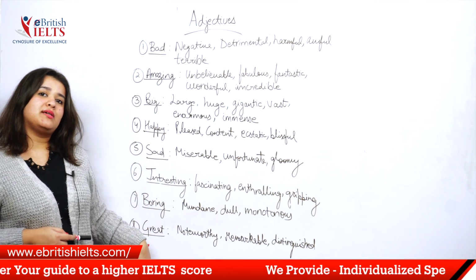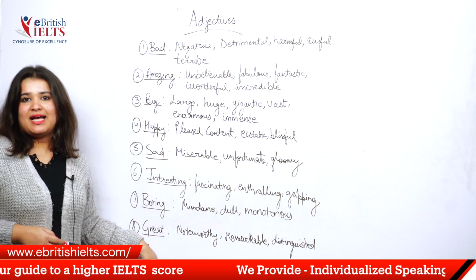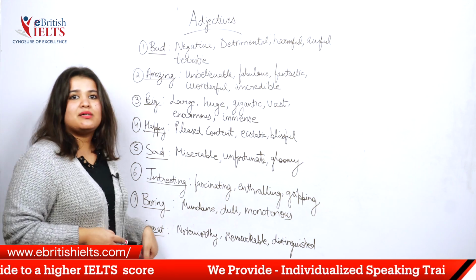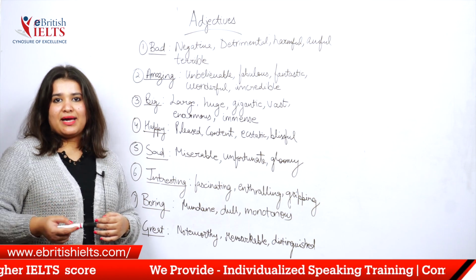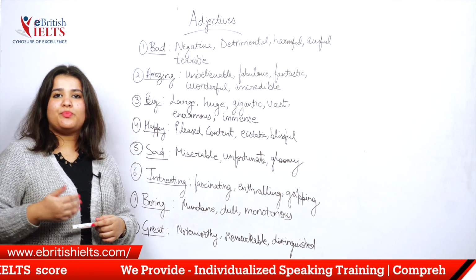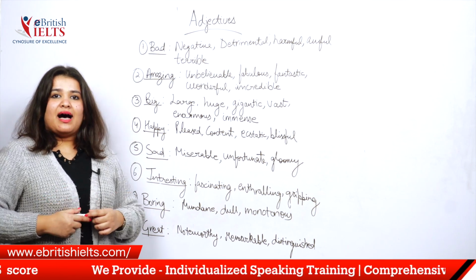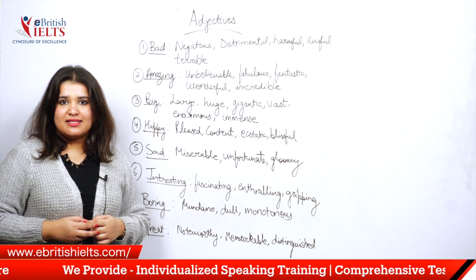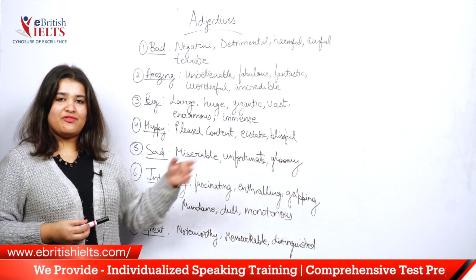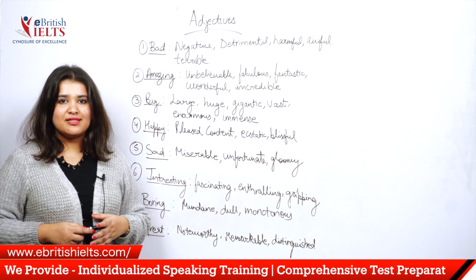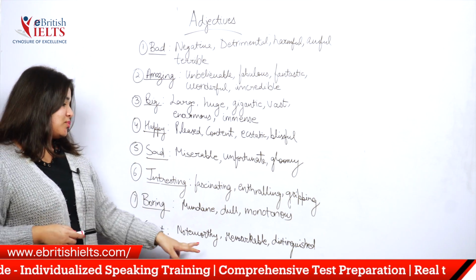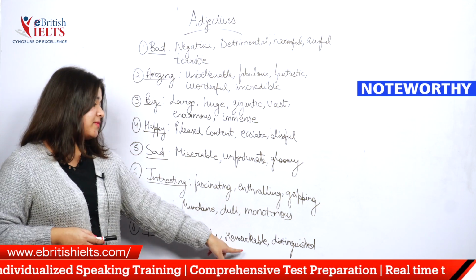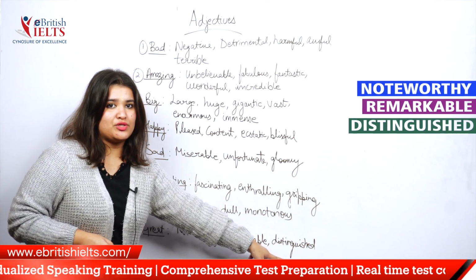The last word that we come to is great. Again, great is a very commonly used word, and people tend to use this word a lot while speaking. So they will keep on repeating the same word again and again. I have a great circle of friends. I love all my great friends. My friends have great qualities. Something like that. So instead of the word great, you can use the word noteworthy, remarkable, distinguished.